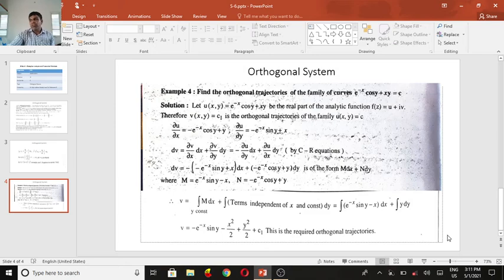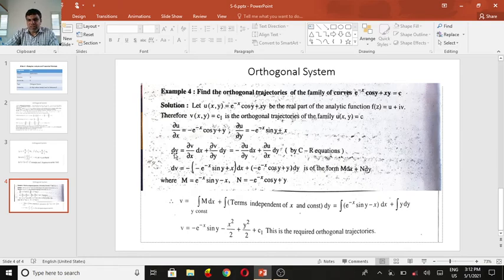So this is in the form of M dx plus N dy, as in differential equations. Here the coefficient of dx is M, and the coefficient of dy is N. So M is equal to e power minus x sin y minus x. Again, N is minus e power minus x cos y plus y.